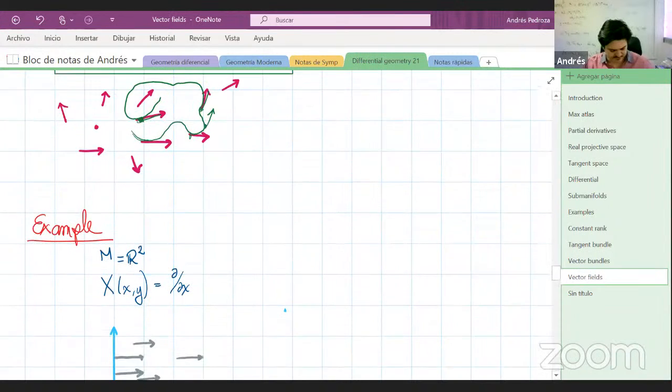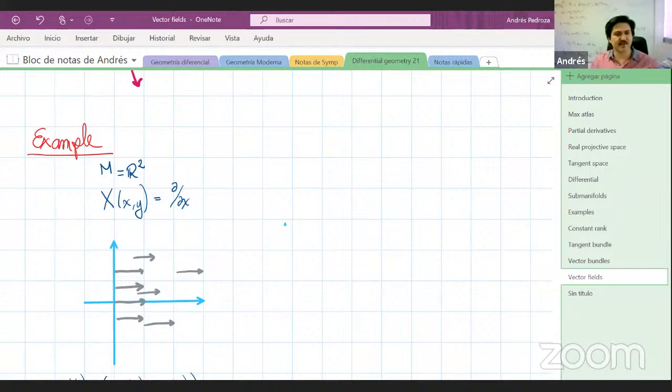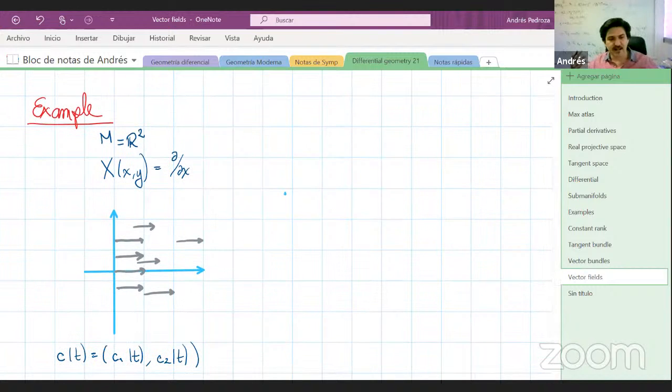I want to start with this example here. So our manifold is just the plane. Our vector field, something very easy, is just flowing. It is a constant vector field that flows like that only. Constant. I wrote it there. Then I need a curve written here, C1, C2.